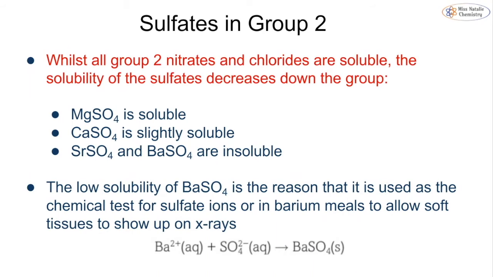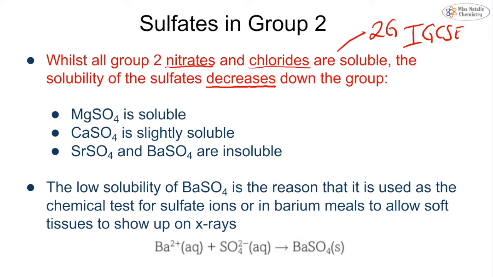Now, when we look at the sulfates, and particularly in group 2, we see a slightly different pattern in terms of their solubility. For group 2, nitrates and chlorides are all going to be soluble, and you'll have learned that back in topic 2G, which was salt preparation in IGCSE. But when we're looking at the sulfates, we see their solubility decreases as we go down the group. So magnesium sulfate is soluble, calcium sulfate is slightly soluble, but strontium and barium sulfate are insoluble.